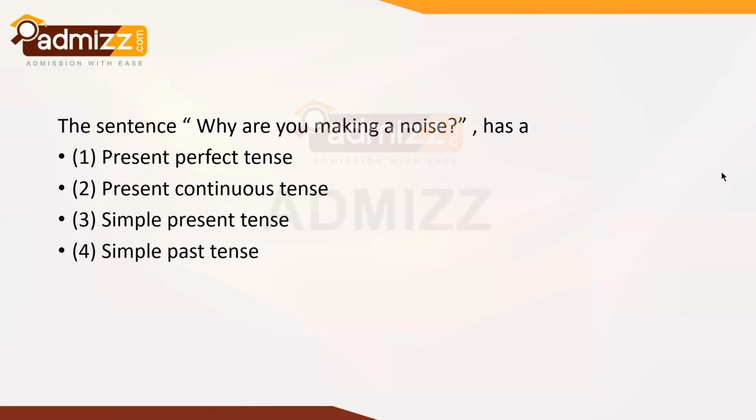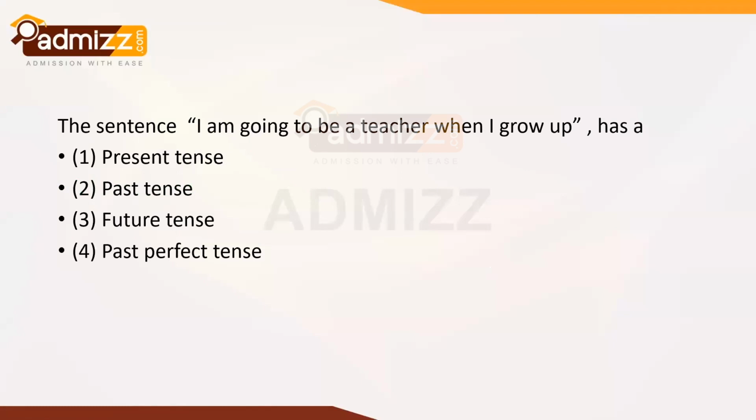So most of you are saying that it's option number 2. Let's check. Yep, it definitely is option number 2. Great job, guys. So why are you making a noise, right? Because it's why are you making, the ing form or the fourth form of the verb. So it's present continuous tense, right? There's are and there's ing form of the verb. So it's the present continuous tense. Great job. Next question. The same drill.